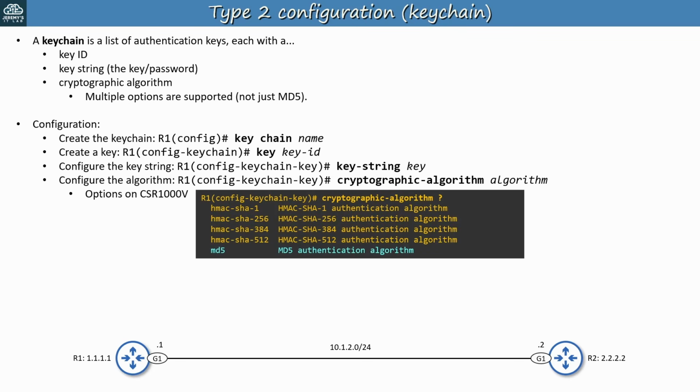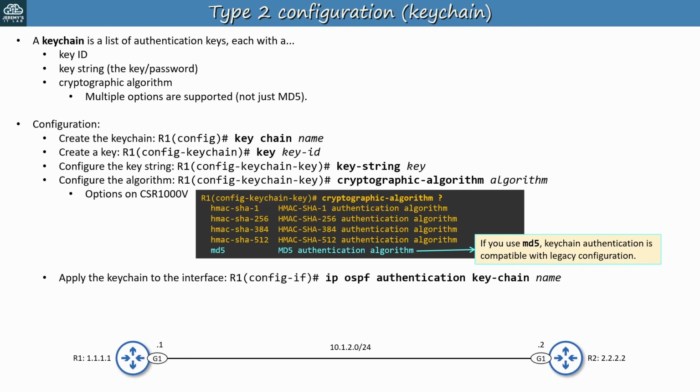Here are the options on the CSR1KV routers I'm using in CML. Notice at the bottom that MD5 is also an option. In fact, if you use MD5, keychain authentication is compatible with legacy configuration. So you could have R1 using a keychain and R2 using the legacy configuration we just covered. But these days, MD5 isn't considered very secure, so it's best to use one of the HMAC SHA options.